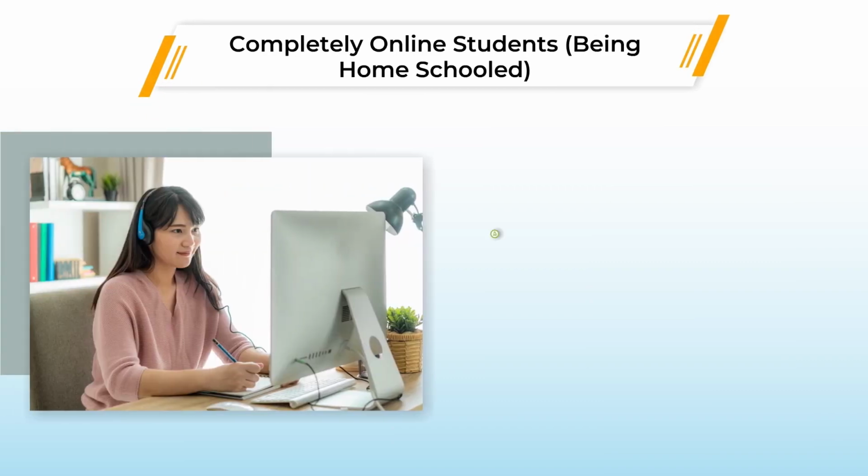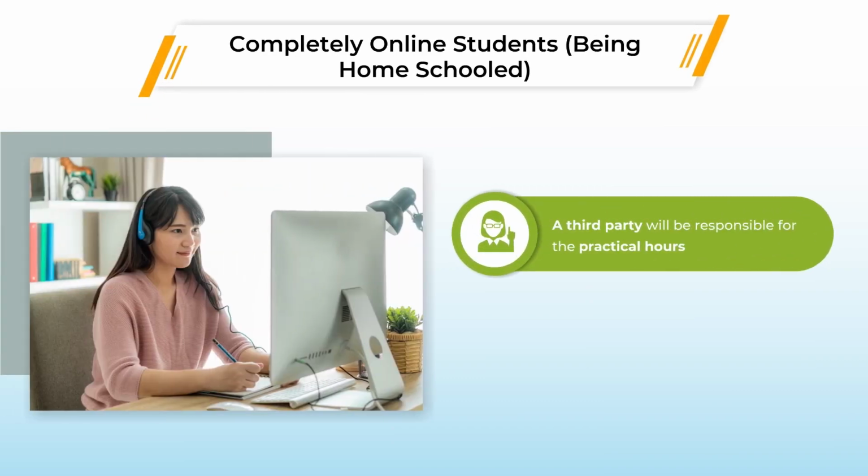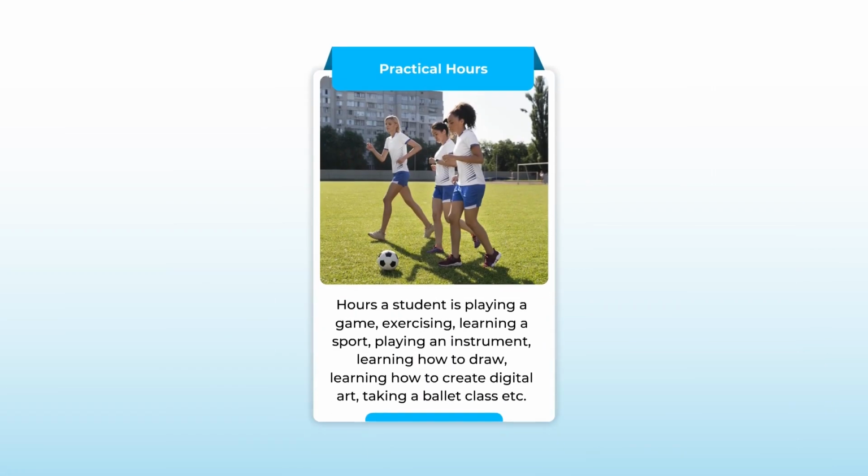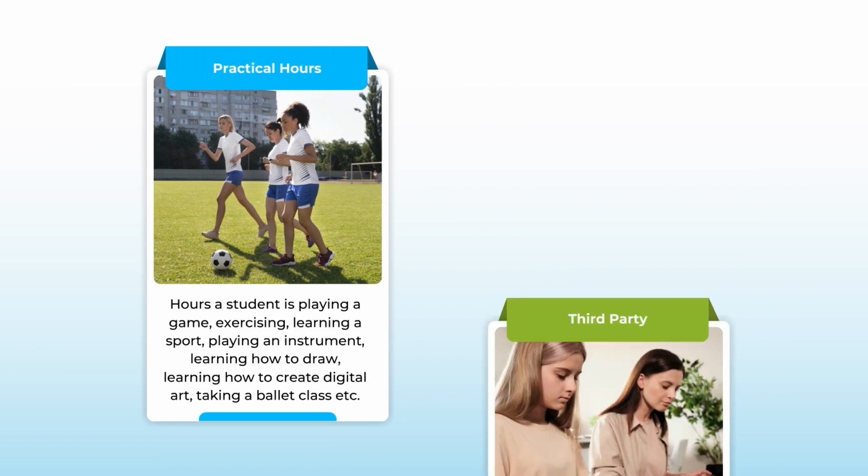To sum up, this means that a third party will be responsible for the practical hours for completely online students being homeschooled. A student needs approximately 80 to 90 hours of practical hours. The practical hours refer to the hours a student is playing a game, exercising, learning a sport, playing an instrument, learning how to draw, creating digital art, or taking a ballet class.